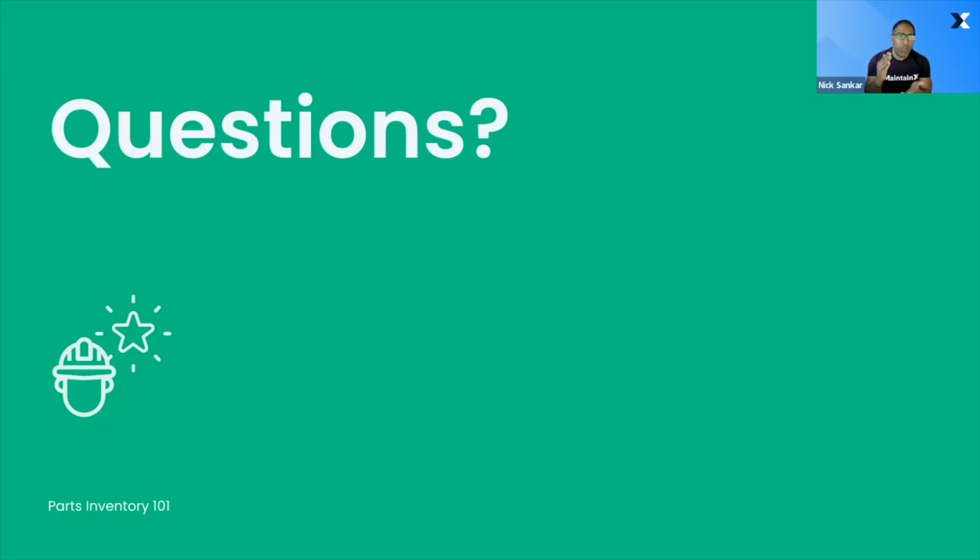Because there is no 0.5s or quarter fraction. So how can I record that in my MaintainX instance? That's a really good question, and it's something that we are looking into. We don't have fractional quantities available in MaintainX right now.